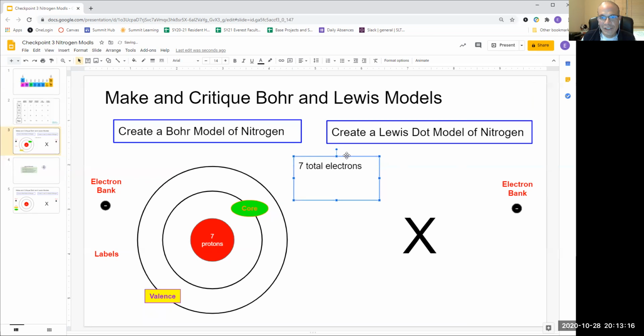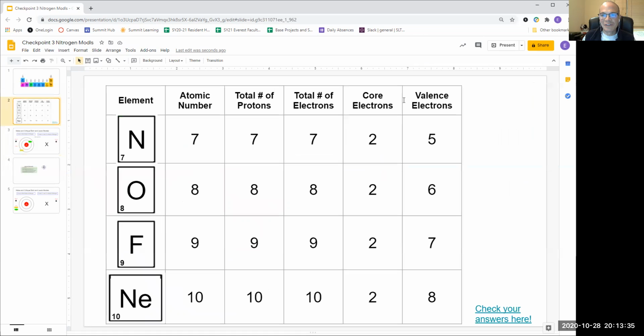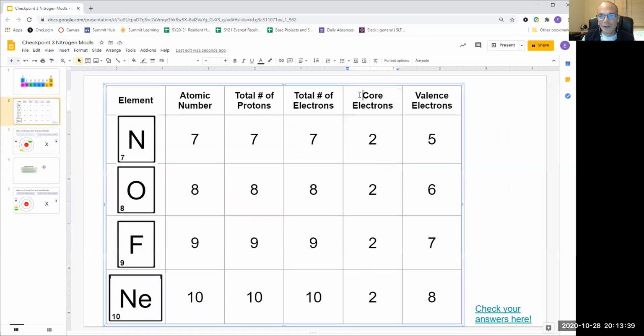You don't have to do this, and this is going to make it easier for demonstration purposes. So we know that we have 7 electrons to put into our model, and we have this electron bank over here. But how do we actually put these onto the rings? That's the next question. And again, we can go back to our table, because you may have noticed that there's 2 columns here after the total number of electrons, a core electrons column and a valence electrons column.